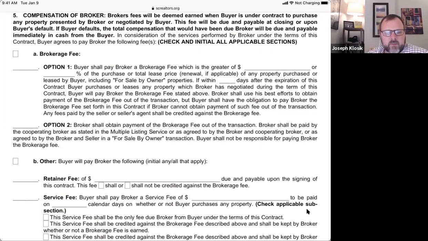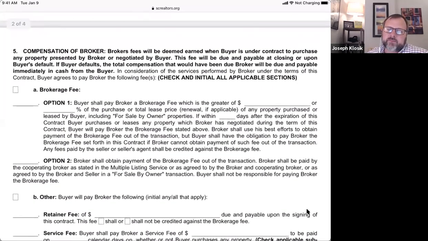What we're starting to see more of is option number 1. Option number 1 says the buyer shall pay a brokerage fee, which is the greater of blank or blank percent of the purchase or lease price.